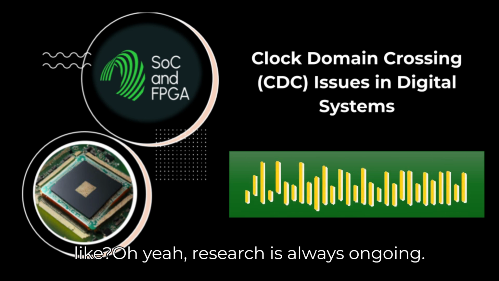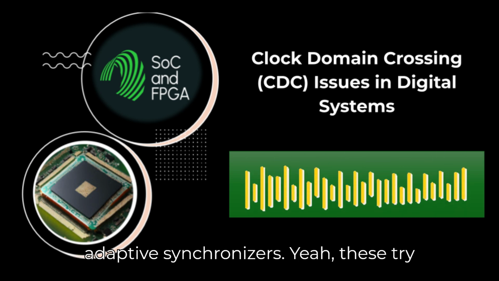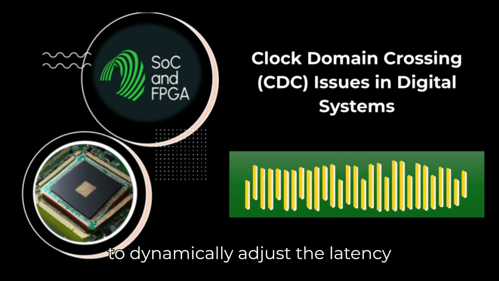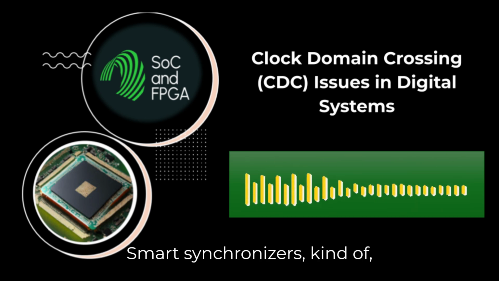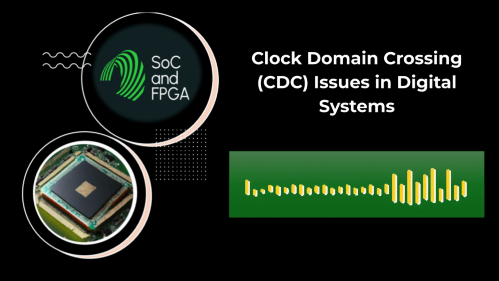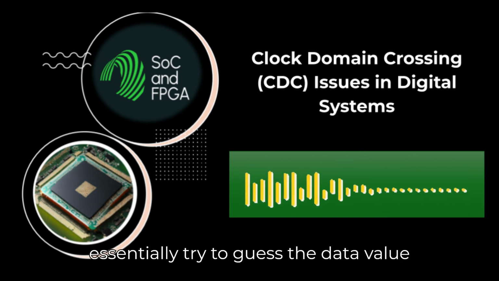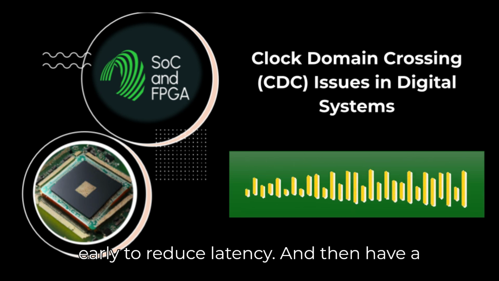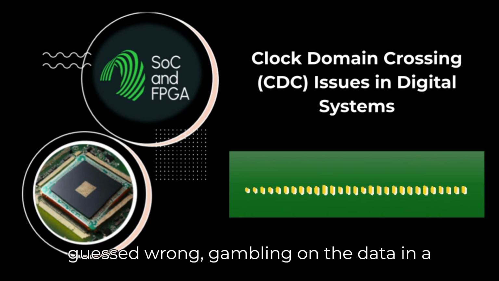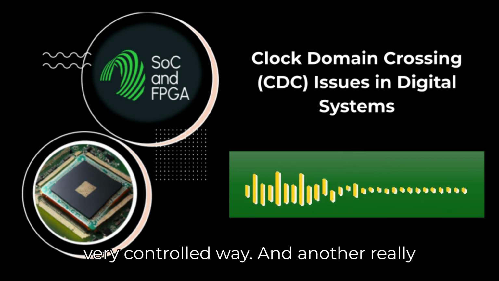Oh yeah, research is always ongoing. People are looking into things like adaptive synchronizers. Yeah. These try to dynamically adjust the latency based on current operating conditions. Smart synchronizers. Kind of. And speculative synchronizers, which essentially try to guess the data value early to reduce latency, and then have a mechanism to correct themselves if they guessed wrong. Gambling on the data. In a very controlled way.